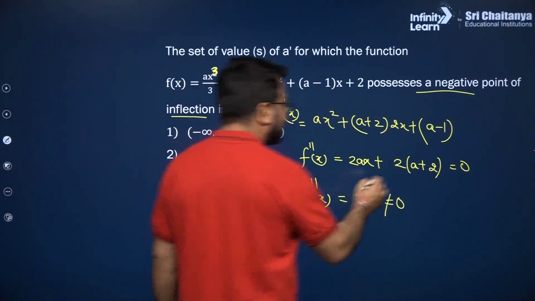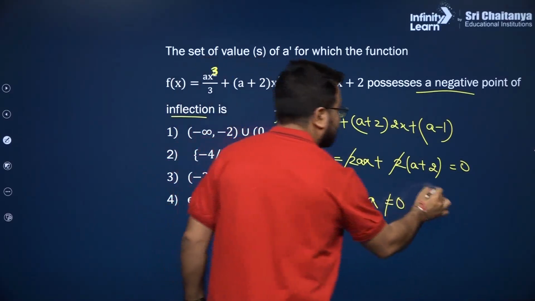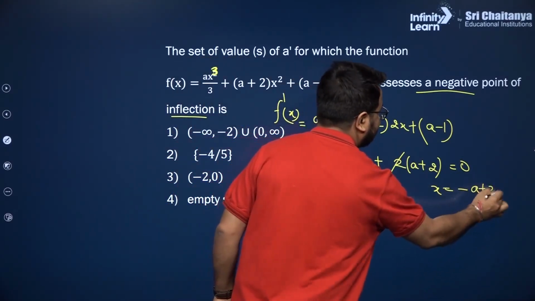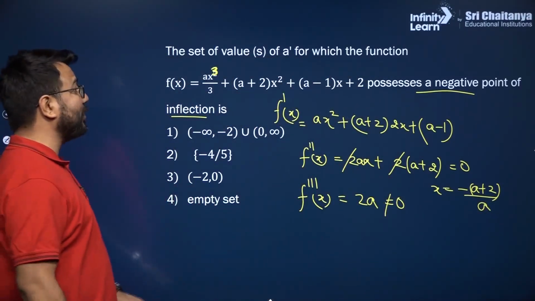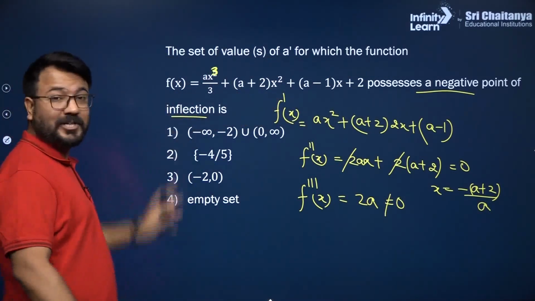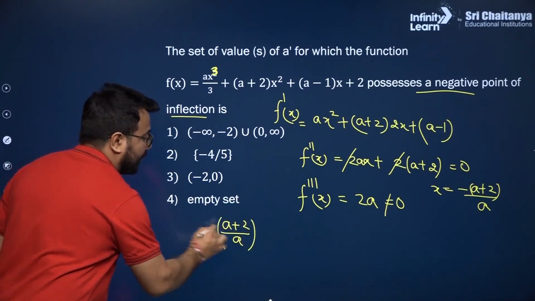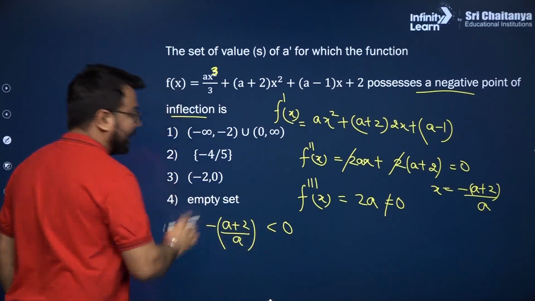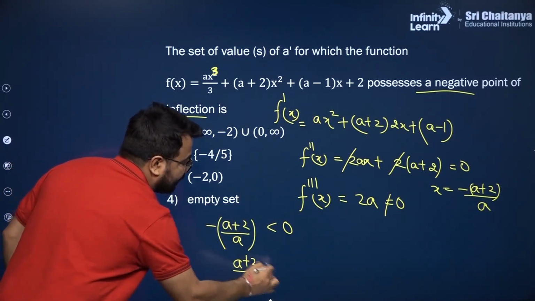Okay. So in this situation, if I try to get the value of x, the value of x is negative times a plus 2 whole divided by a. This is the value of x. Now they have told us that it will have a negative point of inflection. So negative times a plus 2 upon a is negative. If I take this negative here, this expression will become positive. So a plus 2 upon a will be positive.